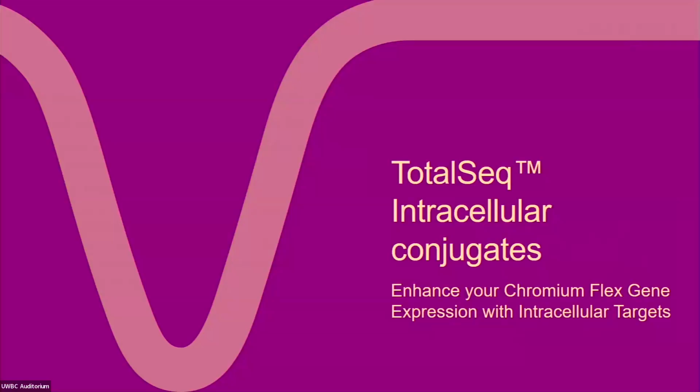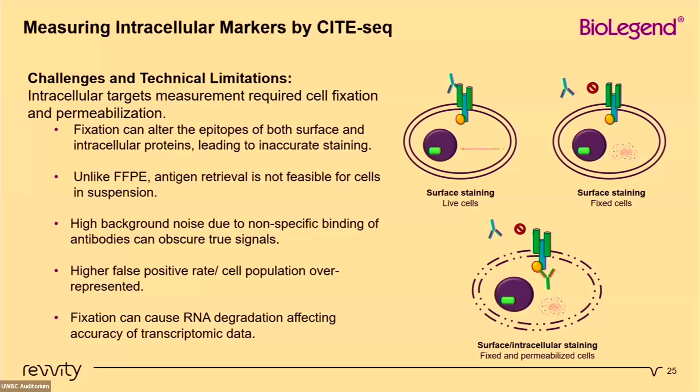Okay, so with that, we'll switch gears a little bit to our intracellular conjugates. This can enhance your studies using the Chromium Flex gene expression by adding intracellular targets. For a long time, when CITE-seq first came out, people said, this is great. I love the fact we can do surface proteins, but what about all my cytokines and stuff I want to look at? It was a long time coming because there are some challenges and technical limitations.